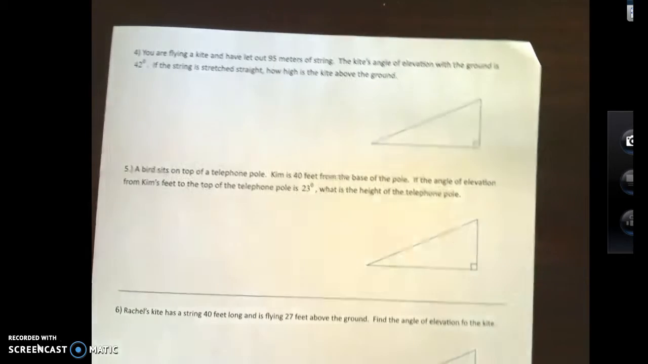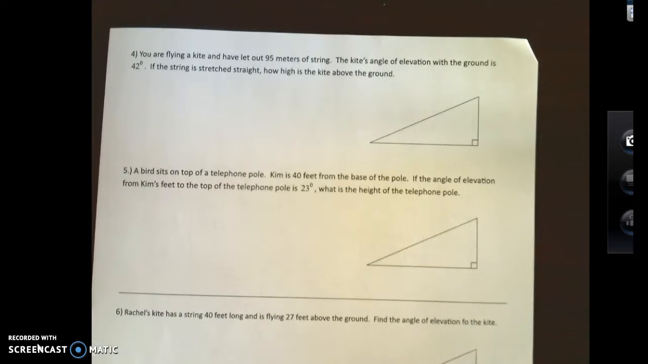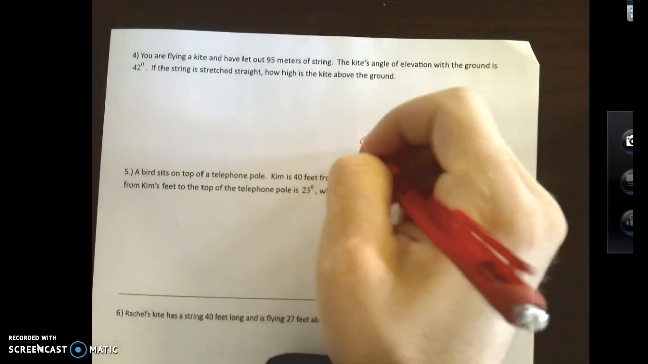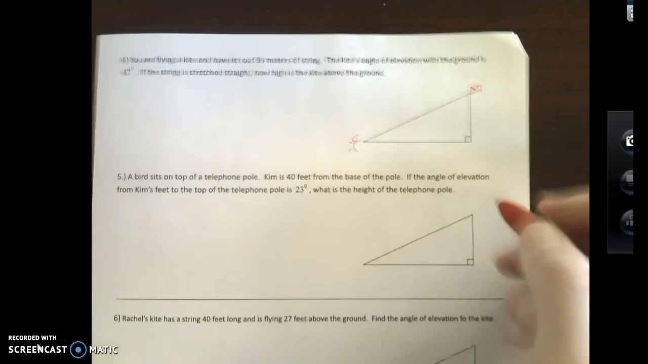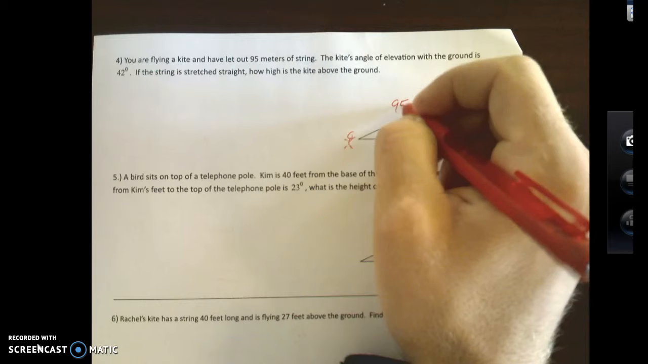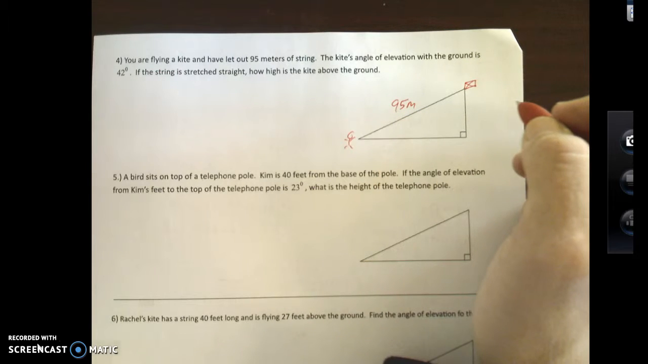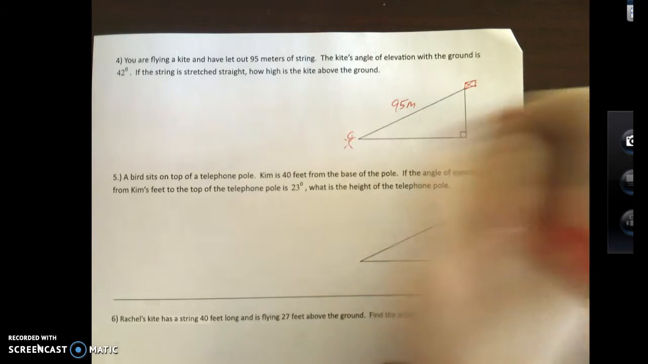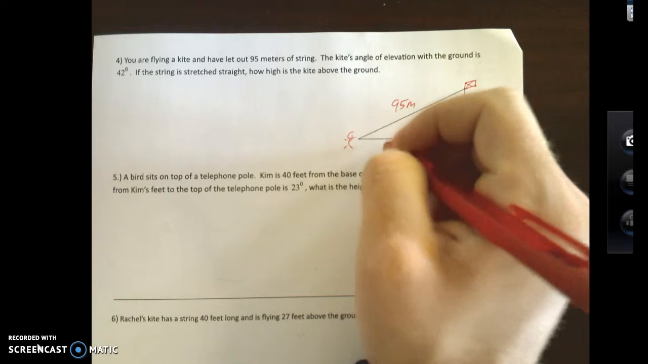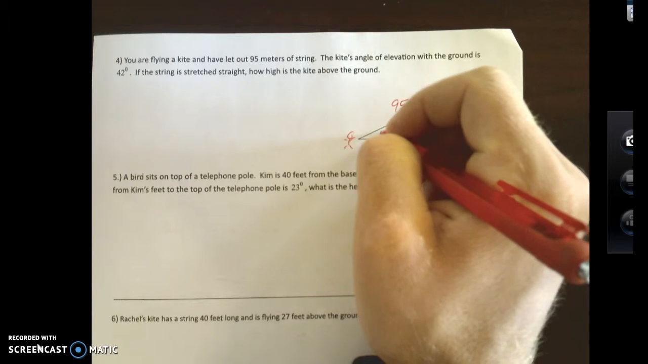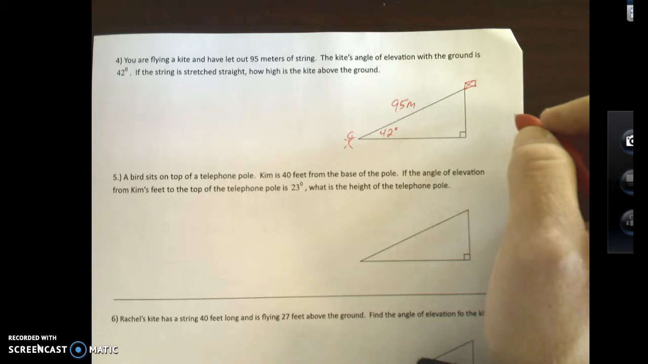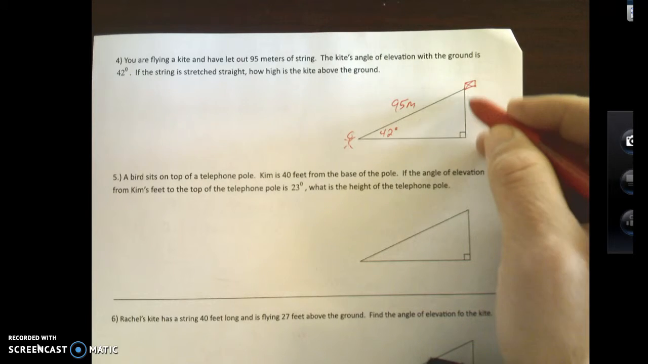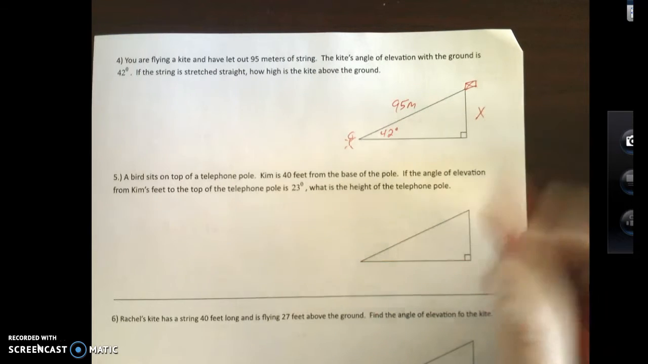On your back, some word problems. You are flying a kite and have let out 95 meters of string. So there you are, there's your kite. The string is right here, 95 meters. The kite's angle of elevation with the ground is 42 degrees. If the string is stretched straight, how high is the kite above the ground? The height is right here, so I'm trying to find that.